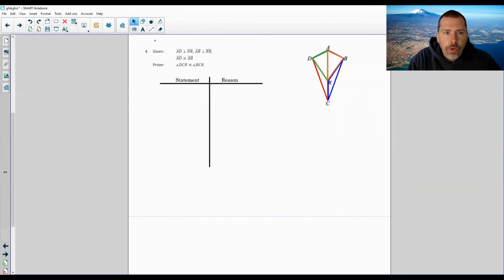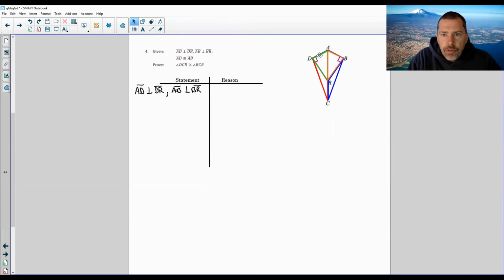Okay, here's proof number 4. I've already color coded it so I can pull it apart. All right, so let's look at the givens. AD is perpendicular to DR. Label the diagram. That's a right angle. Comma, AB is perpendicular to BR. Label the diagram. AB perpendicular to BR. So those are right angles.